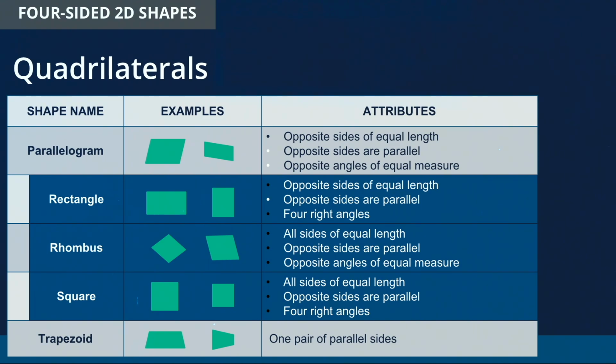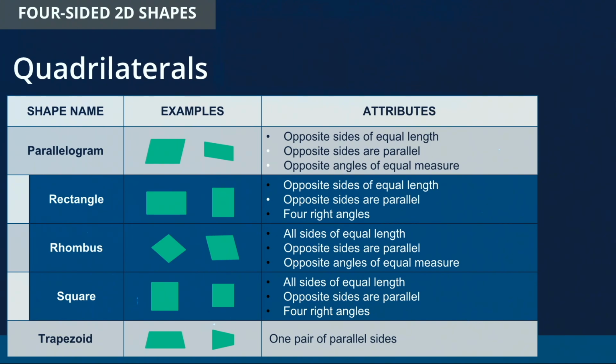We call those quadrilaterals. And here are the different definitions, or I will say not definitions, but the attributes of these different quadrilaterals. Notice how a parallelogram has opposite sides of equal length, and then opposite sides are parallel with opposite angles of equal measure. But then a rectangle could also be considered a parallelogram, but here we have opposite sides of equal length with opposite sides that are parallel, but we are going to create four right angles.